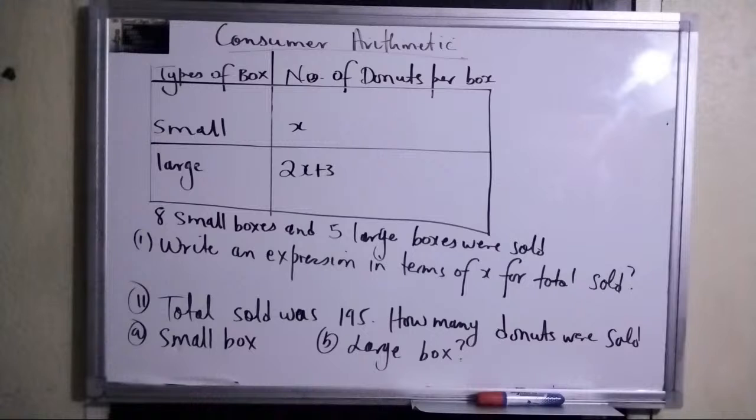So that's the first thing I want you guys to do: write an expression to represent the total donuts. Then for part 2, they say the total donuts sold was 195. How many donuts were sold in each small box and in each large box? I'm going to give you 2, 3, 4 minutes to do that. Then we're going to look at a depreciation one that I looked at with my class today. Very nice question.